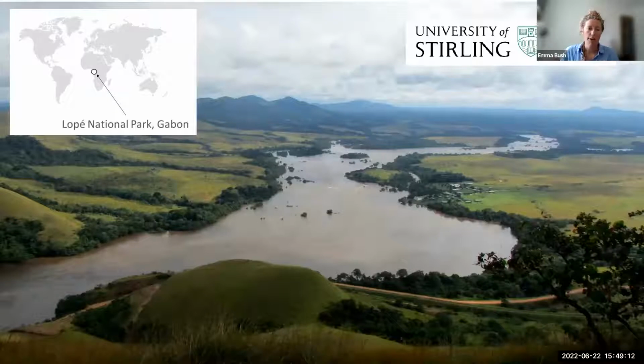So the story that I'm going to tell you today comes from Lope National Park in Gabon in West Central Africa. This is the Ogooué River flowing along the northern edge of the national park. And this is a very beautiful and unique landscape of these savannas, bordered by these gallery forests along the river. And as you move further into the southern edge of the national park, you get more towards continuous forest, as you might imagine in this part of the world.